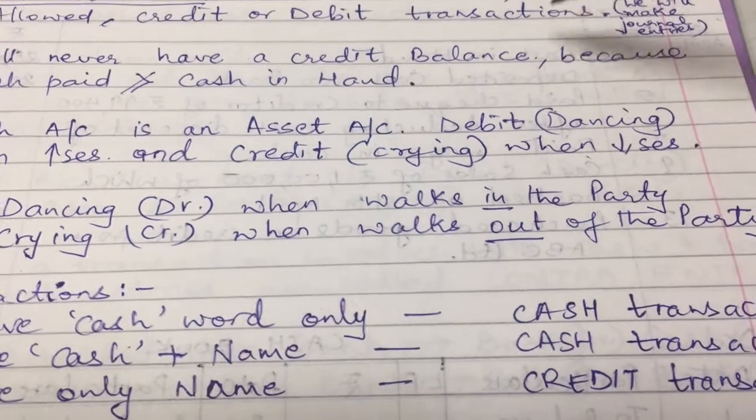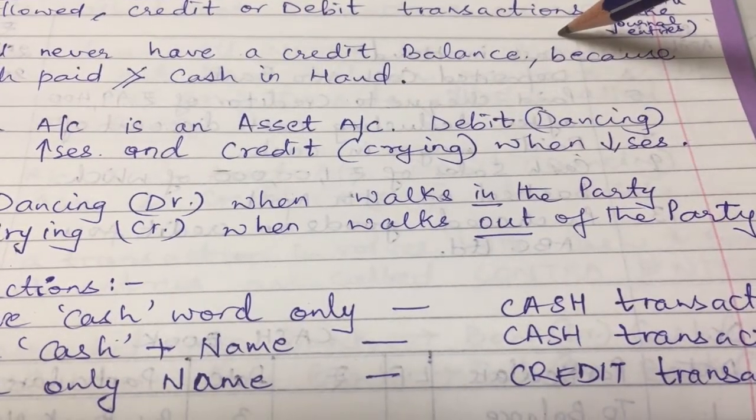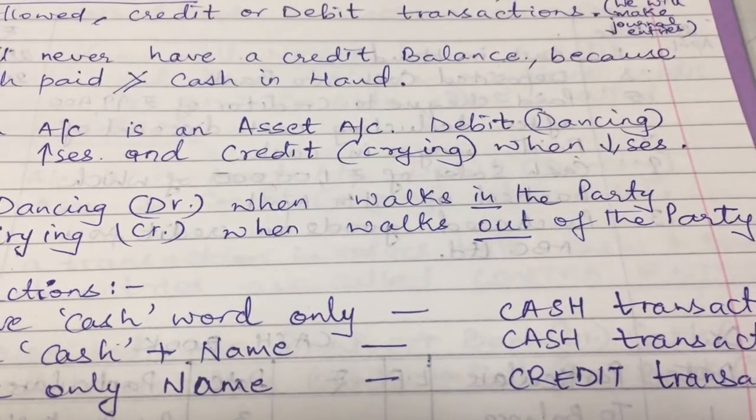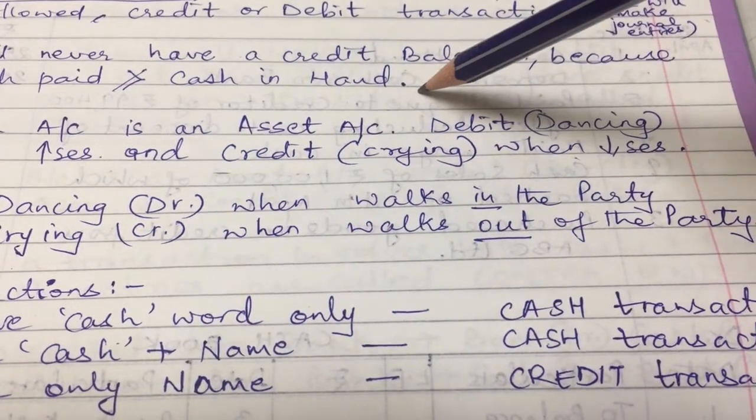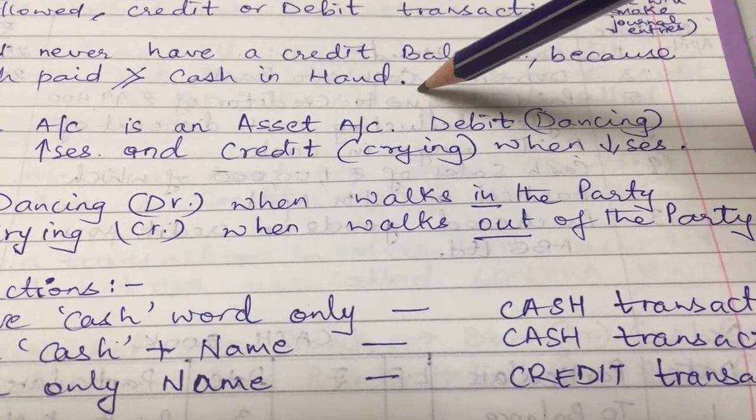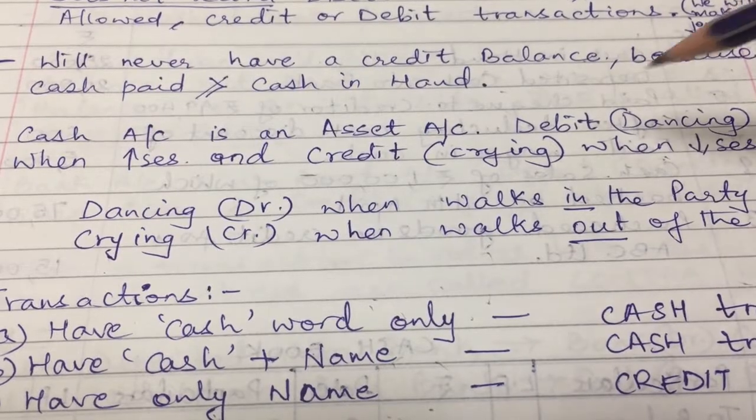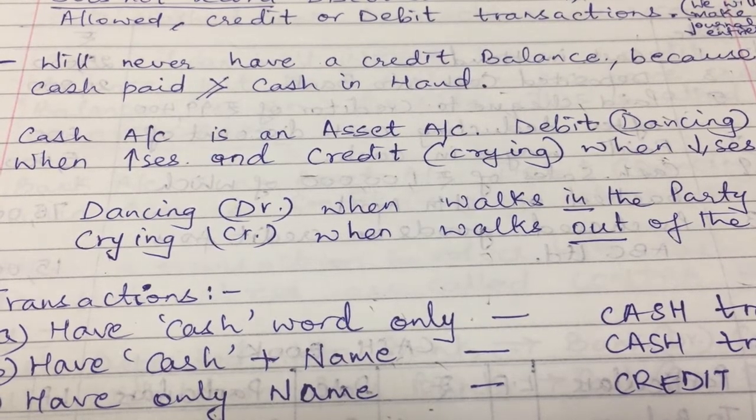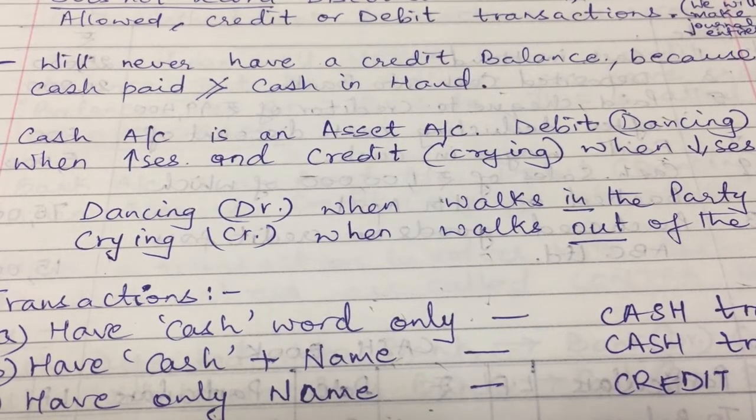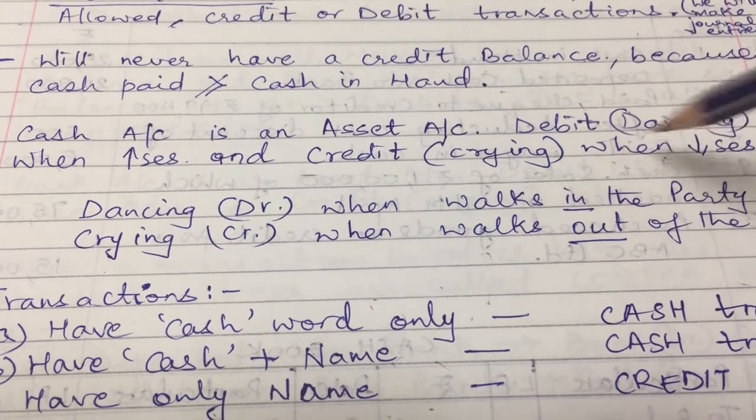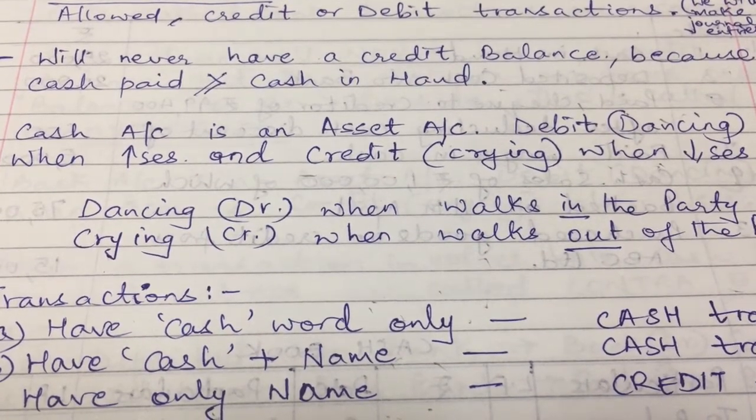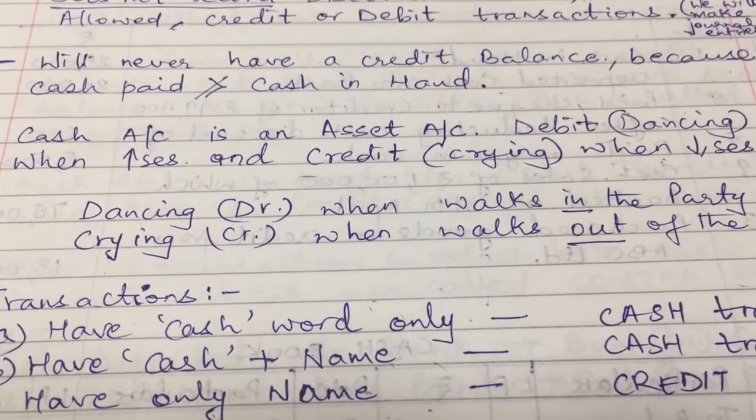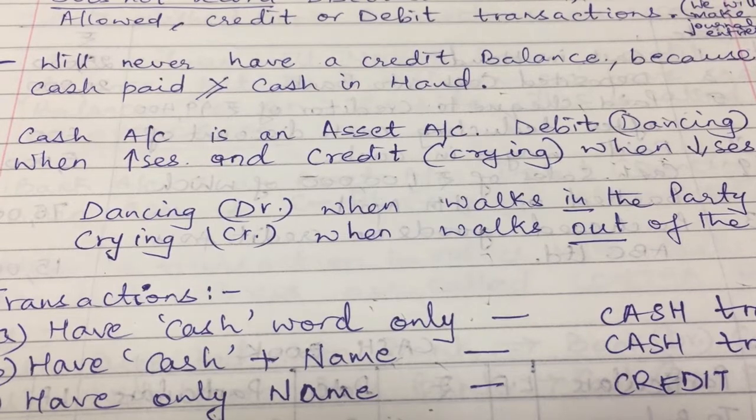Now, the cash book will never have a credit balance. The logic behind it is that the cash paid cannot be more than the cash in hand. Cash account is an asset account, so it will dance, or it will debit, when it has walked into the party, it has increased in number. And it will cry, credit, when there is decrease in the cash, it has walked out of the party. This crying and dancing thing you can find in my previous video.